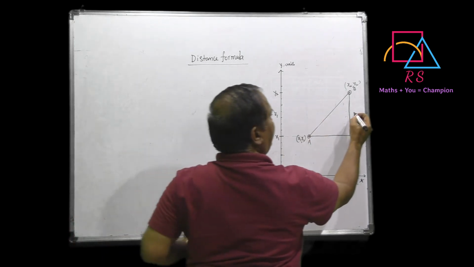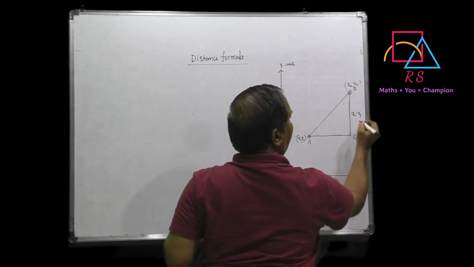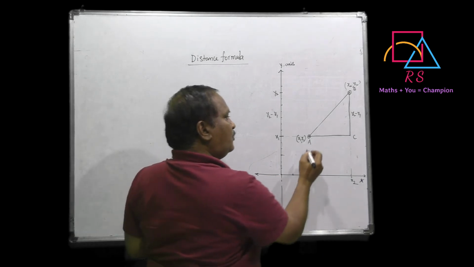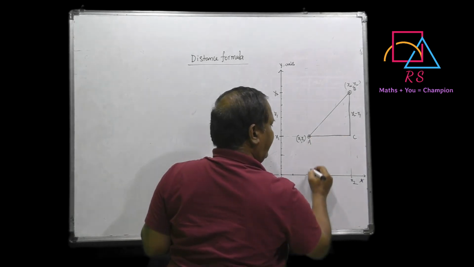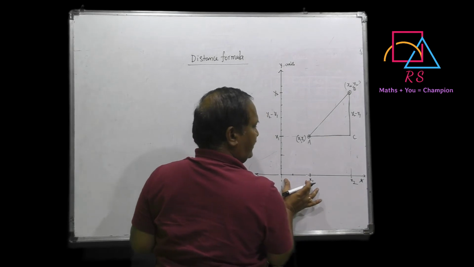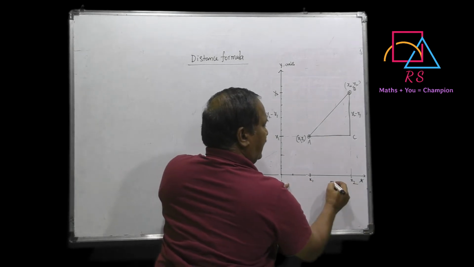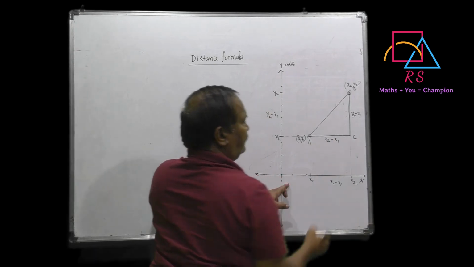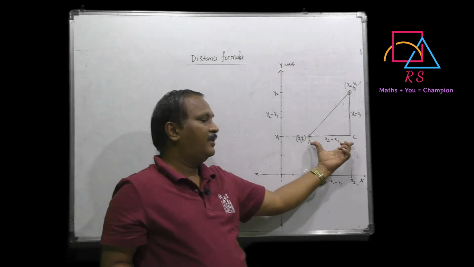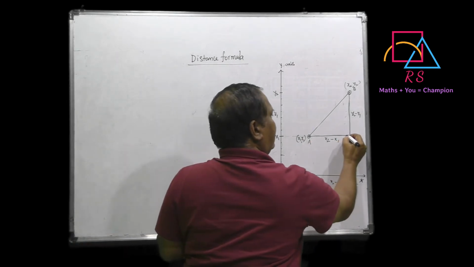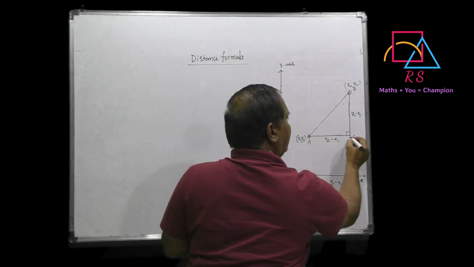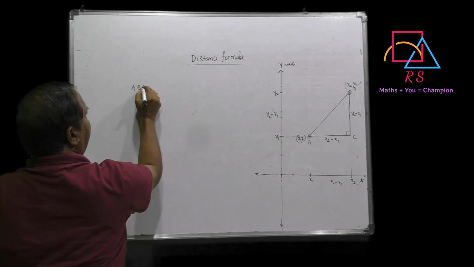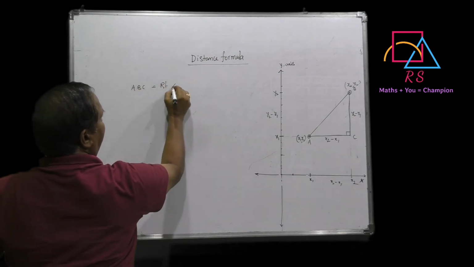So now this is y2 minus y1. So this vertical distance we got. Then how to find out the horizontal distance? Again from here, this part is x1 and this part is x2, and this is x2 minus x1 and this is also x2 minus x1. Now we have got the horizontal distance also. Because this is horizontal distance and this is vertical distance, ABC is a right angle triangle.